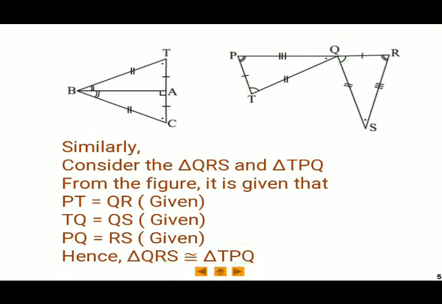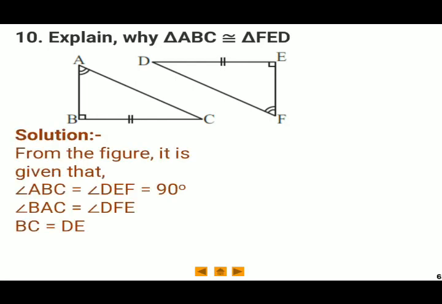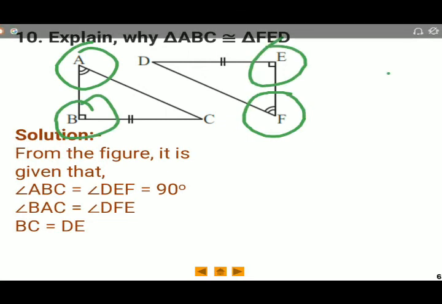Now next, question number 10. Explain why triangle ABC is congruent to triangle FED. Two triangles are given to you and you have to explain that these two triangles are congruent. But why? Here you can see some congruences are given, that this angle and this angle, I will show you. This angle and this angle are equal, it is given. This angle and this angle are given equal.